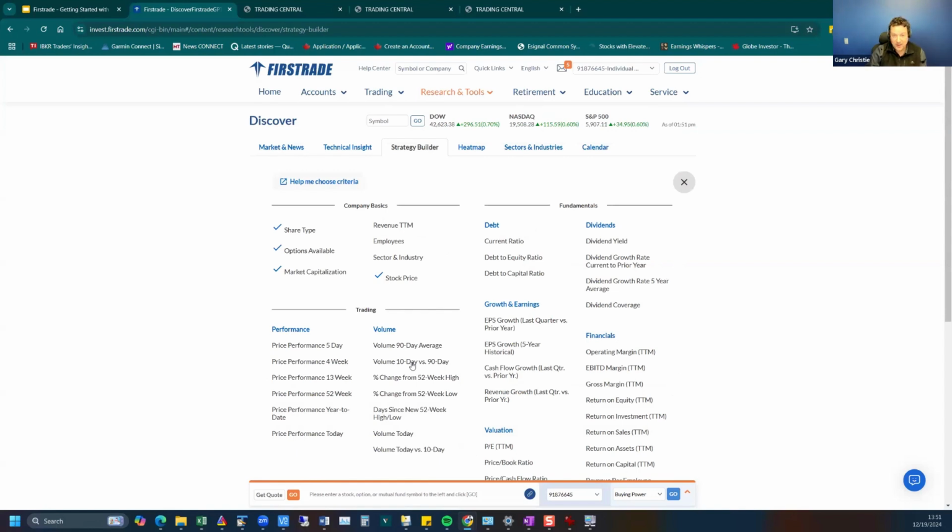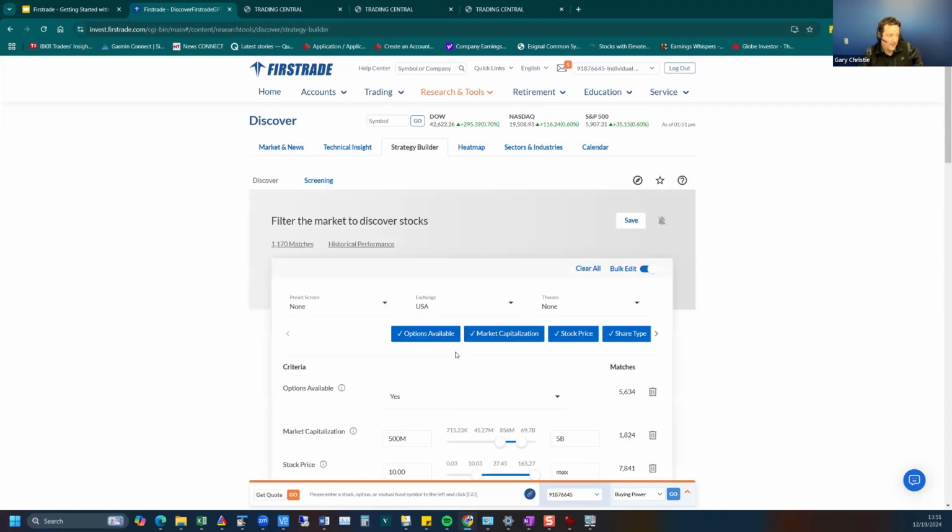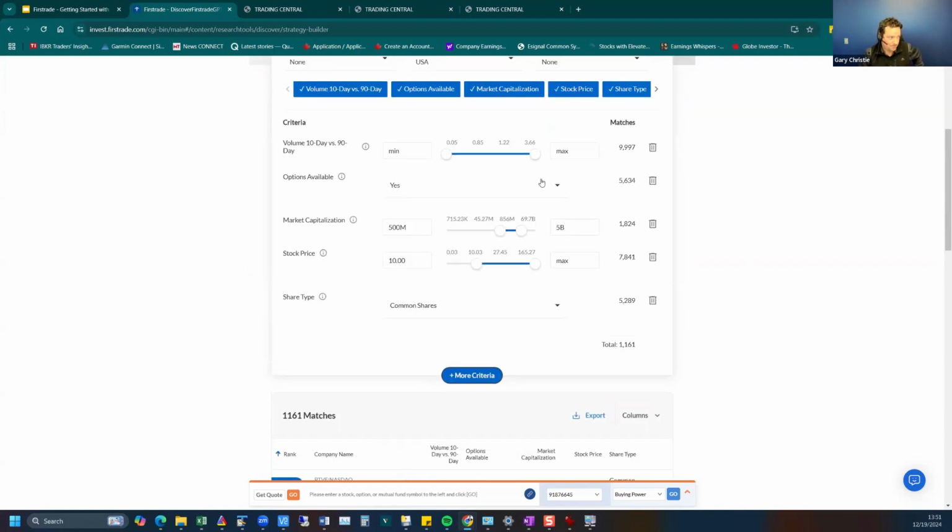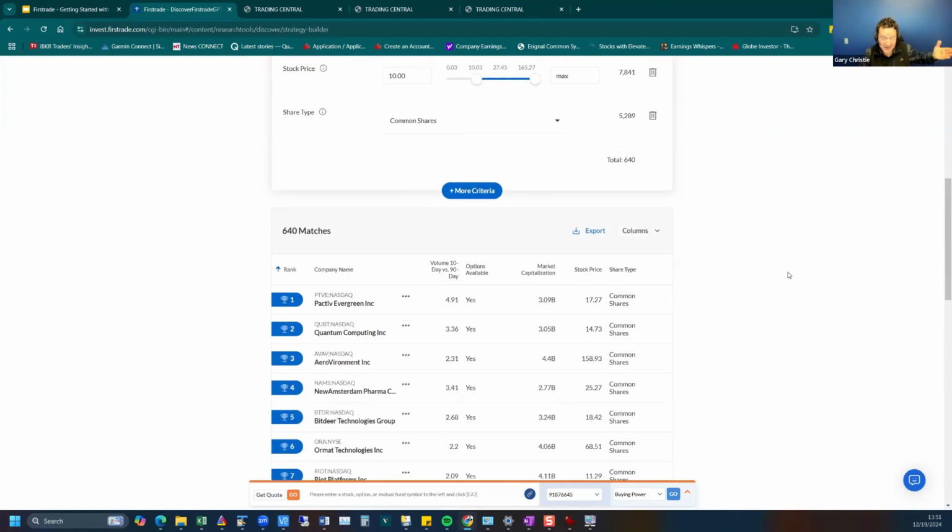As we look at with the market buzz, we know that we can attract unusual volumes that could be a story to trade. We can do it with stocks too, right? 10-day versus 90-day. If it's 1 or higher, it's at or above normal in terms of trading volume. That could be a sign that there's momentum coming into the stock.